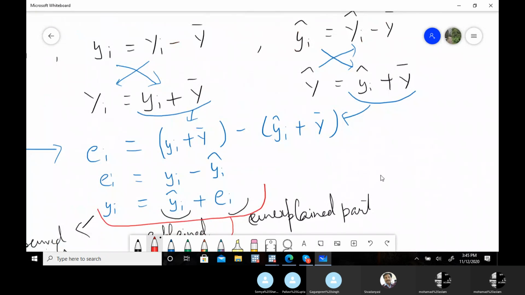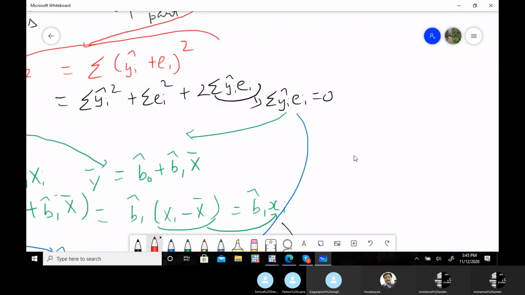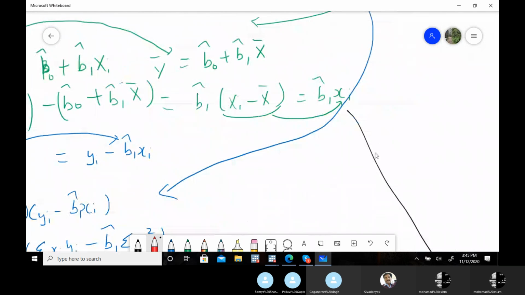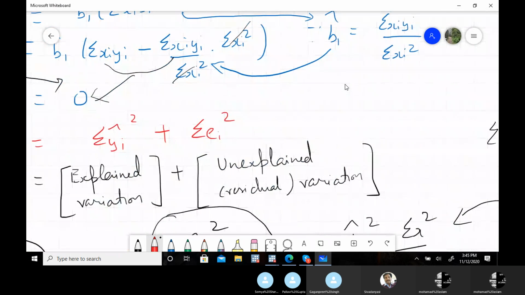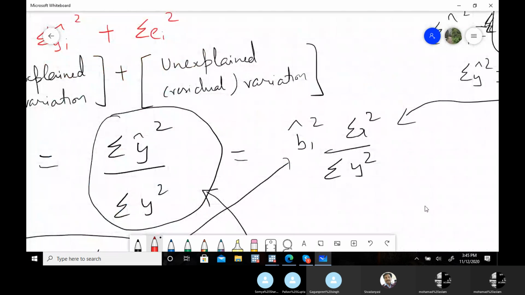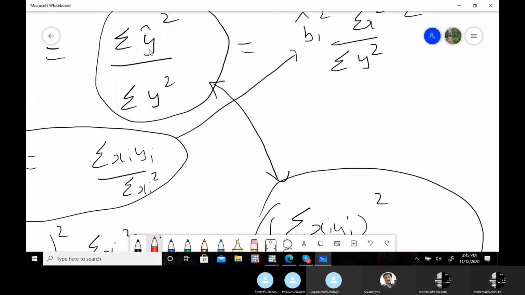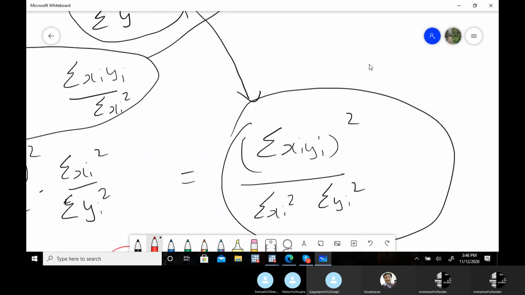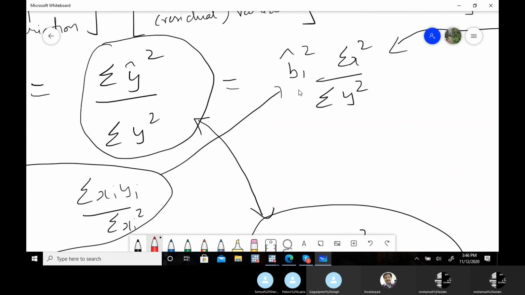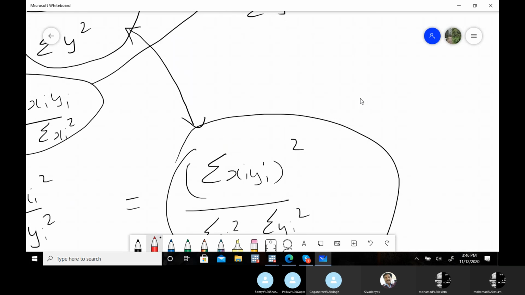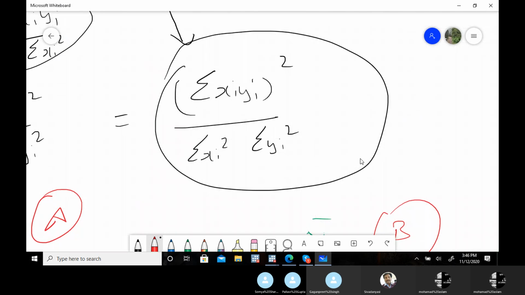Okay, so this is what we did yesterday, right? This derivation of R square, and I told you these are two equivalent formulas: explained variation by total variation. This is the R square, and this is the derivation. By derivation, we got these results when we put this beta 1 value, right? So this is the derivation we got for R square in the bivariate case.